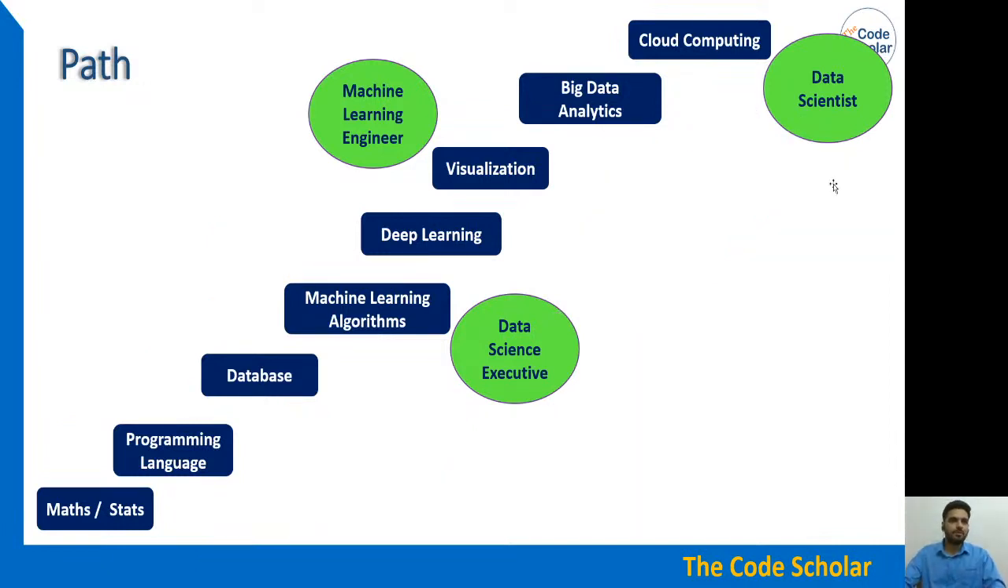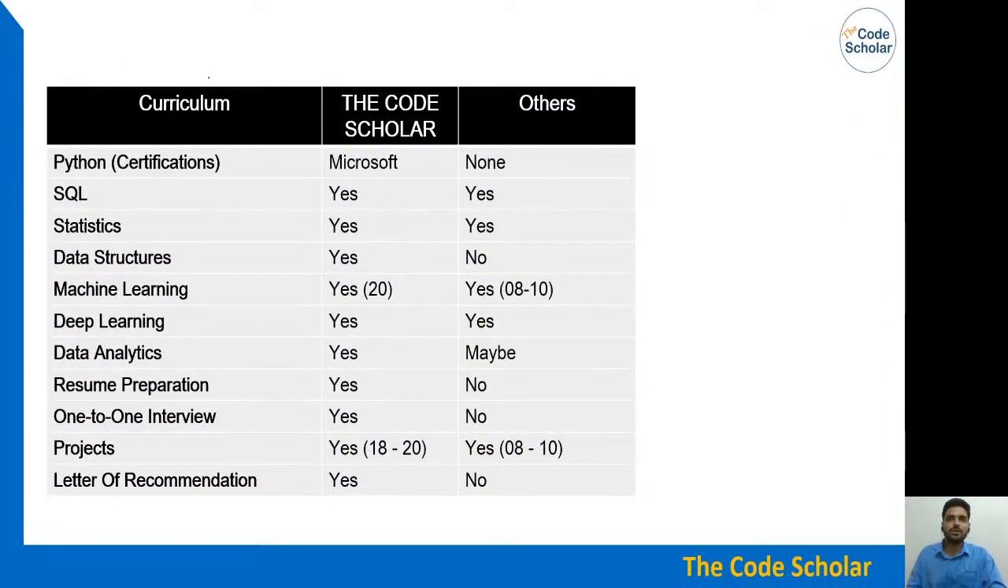The last thing before we can go with NumPy is the program structure that Code Scholar is providing. This is called the data science structure, and it will take a minimum of 4 months. 4 months of your time will be taken up to cover all these things. And this is a comparison which they have done.